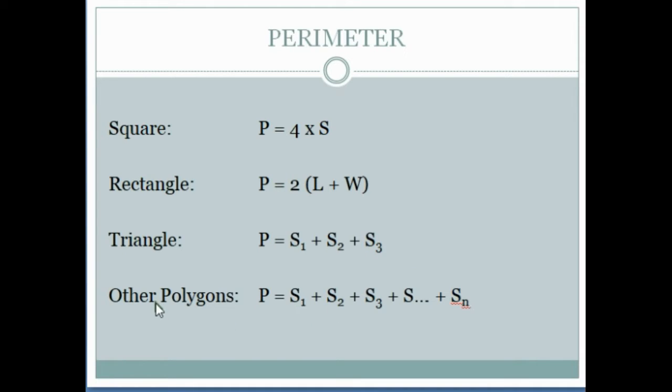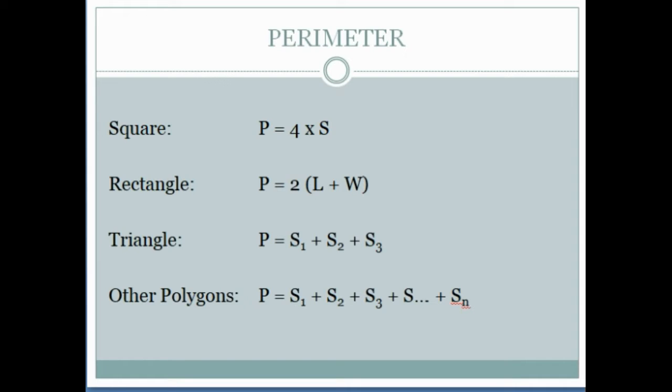Now, for other polygon, please use this formula. P is equal to S of 1 plus S of 2 plus S of 3 and so on until S of N. Ngayon, yung N dito represents the number of sides na meron ang polygon natin. For Pentagon, you have 5 sides. So, until 5 hanggang S of 5 kayo. Then, for Hexagon, you have 6 sides. And for Heptagon naman, you have 7 sides.